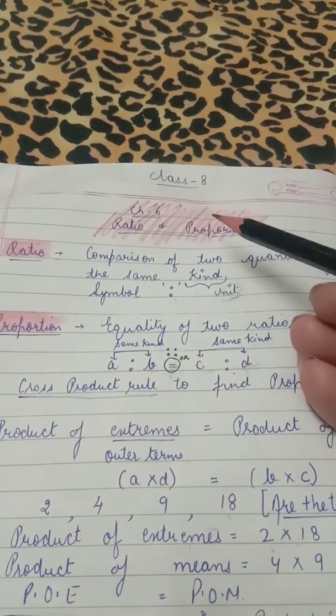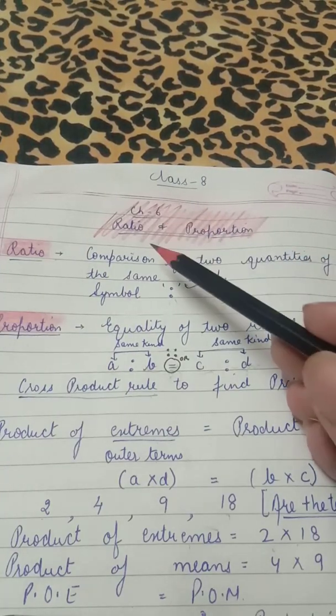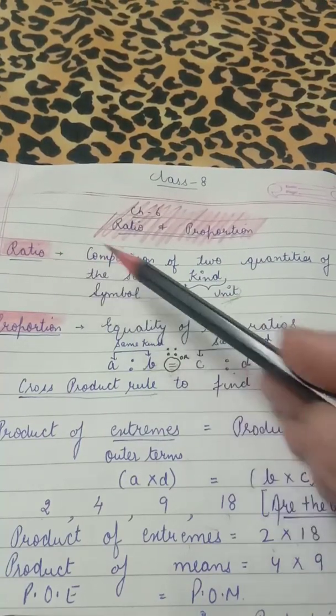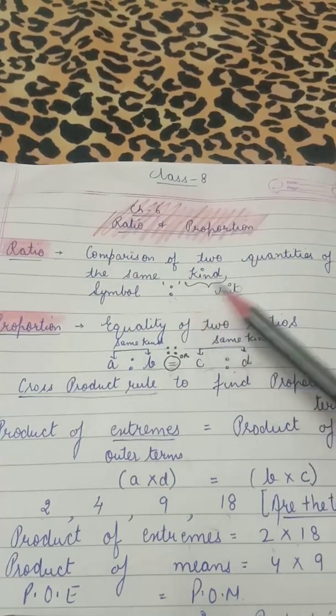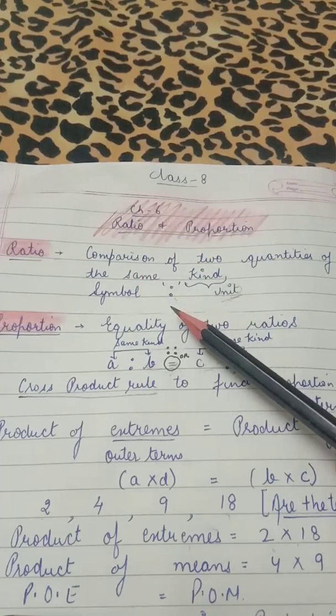Let's talk about the syllabus we have. The first topic we have for first term is chapter number 6, that is ratio and proportion. So talking about what a ratio stands for: comparison of two quantities of the same kind means we are talking about the ratio. This is the symbol that we use for ratio.